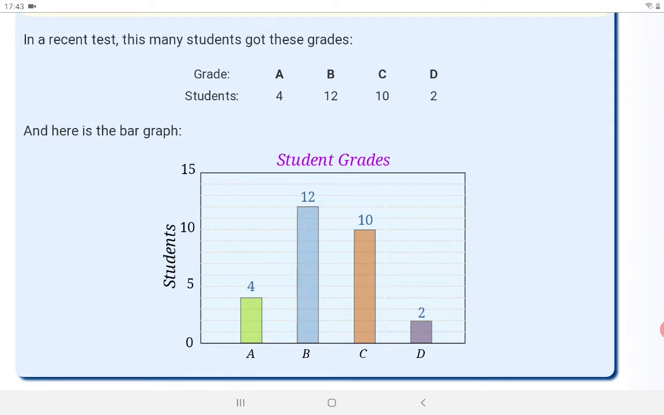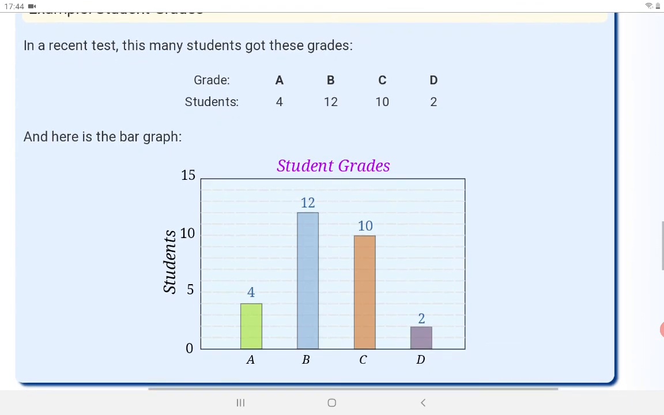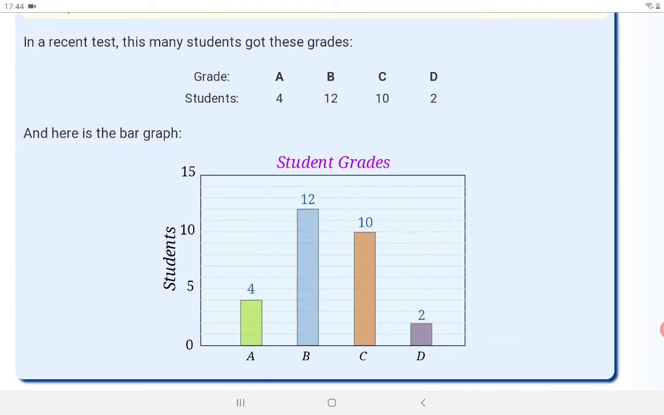Sorry, I read that wrong. 4 people got grade A. 12 people got grade B. 10 people got a grade C. And 2 people got a grade D. So A being the highest grade you can get, B being the next highest grade, C being the next highest grade after that, and D being the lowest grade you can get. So these are all just 4 different types of bar chart that you can either make yourself or read from somebody else's data.